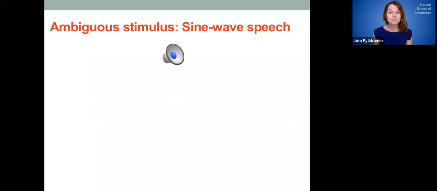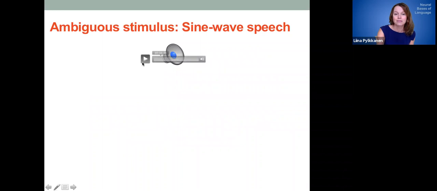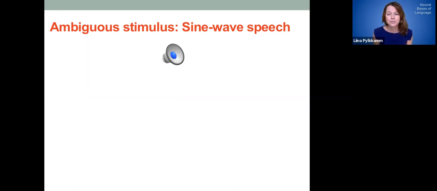All right, so let's meet our ambiguous stimulus, sine wave speech. This is what it sounds like. Okay, so now if you've never heard sine wave speech before, it probably sounds like a weird kind of computer noise, okay?